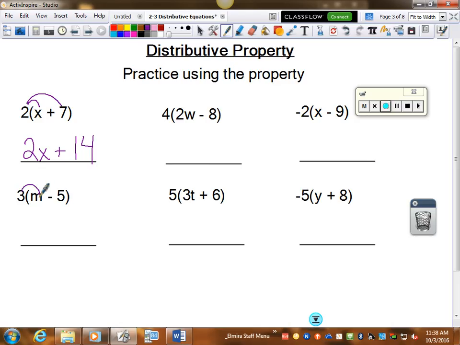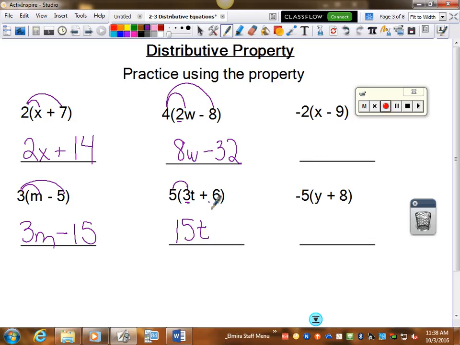Practicing that again, 3 times m. Bring down the minus sign, and 3 times 5 is 15. In the middle column, we have a coefficient out in front, but it doesn't change what we do. 4 times 2w is 8w, minus 4 times 8 is 32. Okay, 5 times 3t is 15t, plus 5 times 6 is 30.